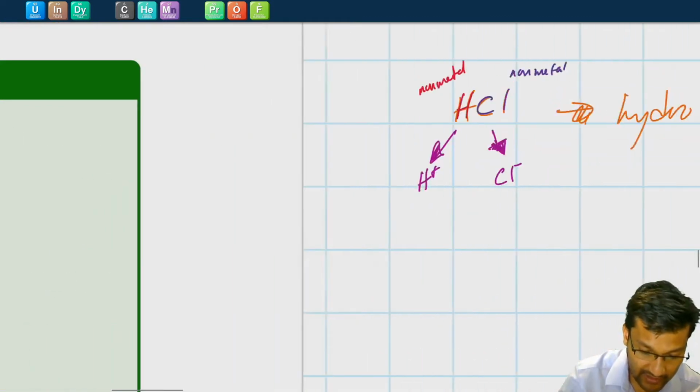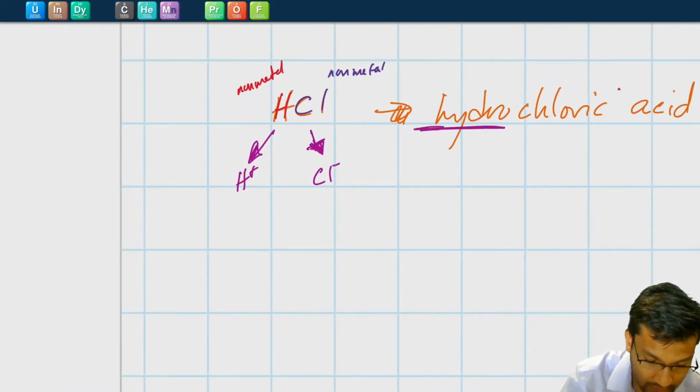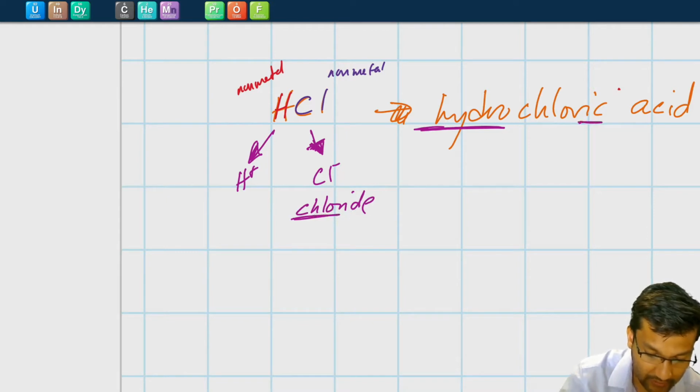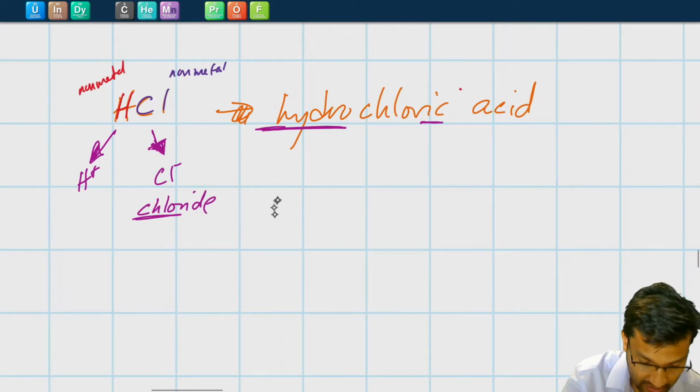So in this case, we start with hydro. The anion here is chloride. Remember from our previous lesson on how to name ions, chlorine is the atom, and we take the base name and end it with ide, chloride. We take the base name here, chlor, and we end it with ic. So hydrochloric acid.